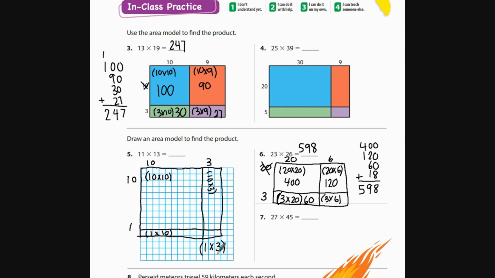Now, does it matter what order any of these parentheses is in? No, because you can still get those partial products and it will still give you the same answer.